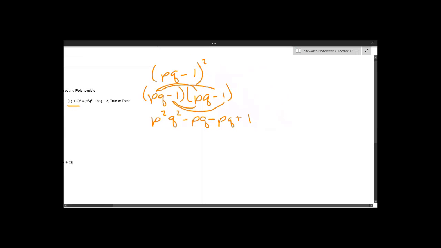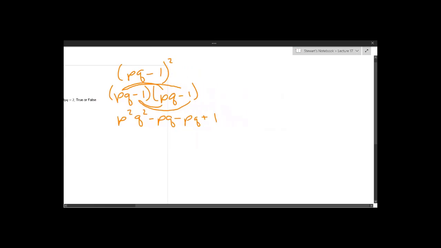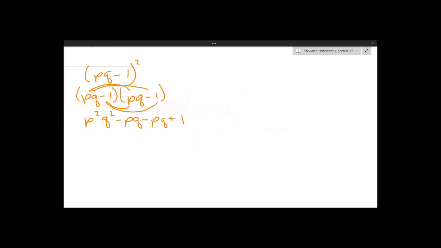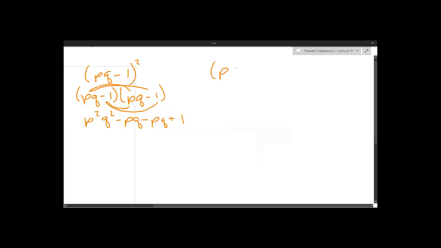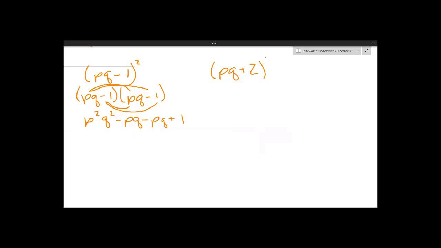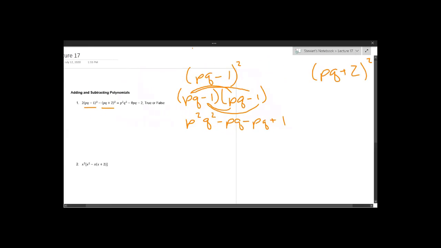Moving over, we have pq plus 2 quantity squared. I'm just going to do this over here so we have more room. Very similar process. We have pq plus 2 squared. Notice, too, that I didn't bring this negative over, because just like pq minus 1 squared is being multiplied by 2, pq plus 2 squared is being multiplied by negative 1. That's what that minus sign is doing. But we have to multiply that after. We can't distribute that in until we evaluate the expression.